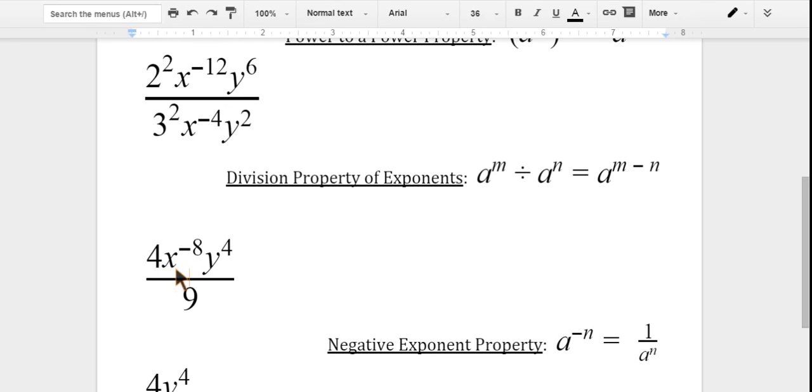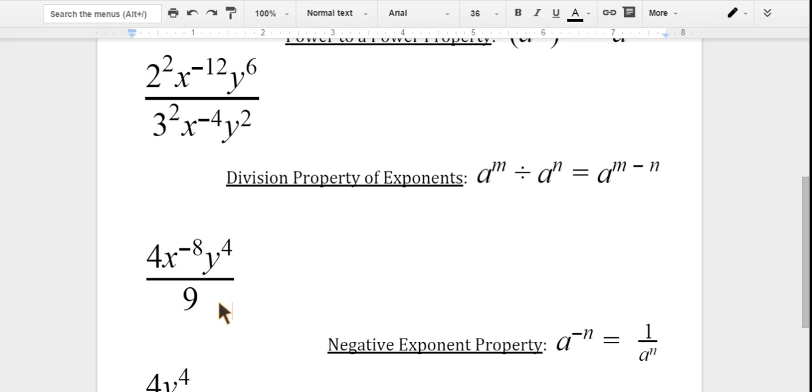Notice the base remained the same, x, still x to the negative 8. We do the same thing here, y to the 6th divided by y squared. 6 minus 2 is 4, y to the 4th. Both of those quotients we write as part of the numerator. Okay, we will have to go back and simplify x to the negative 8, but at first we're going to write our quotients in the numerator. You can also see here I did 2 squared, which is 4, and 3 squared, which is 9, so we can simplify those at any point in time.